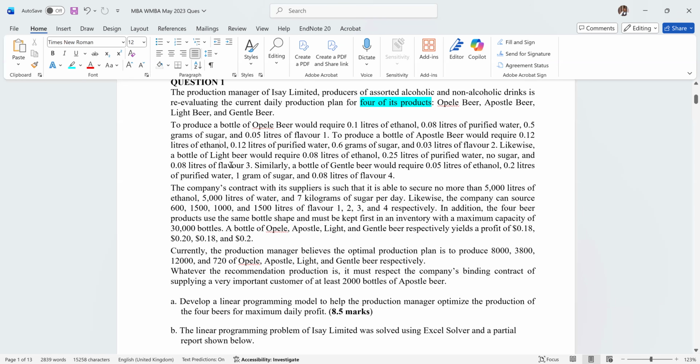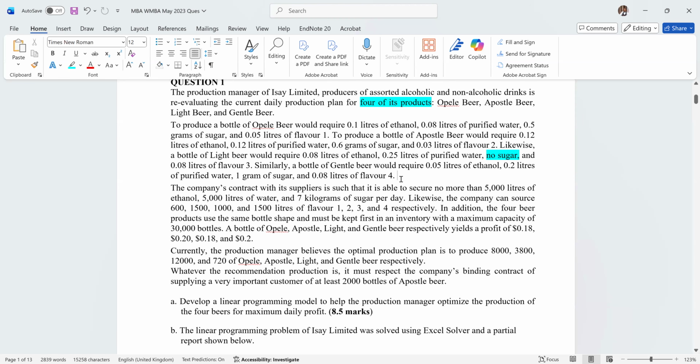Likewise, a bottle of light beer will require 0.08 liters of ethanol, 0.25 liters of purified water, no sugar, and 0.08 liters of flavor. Similarly, a bottle of gentle beer will require 0.05 liters of ethanol, 8 liters of purified water, 1 gram of sugar, 0.08 liters of flavor. I hope you are feeling the rhythm.